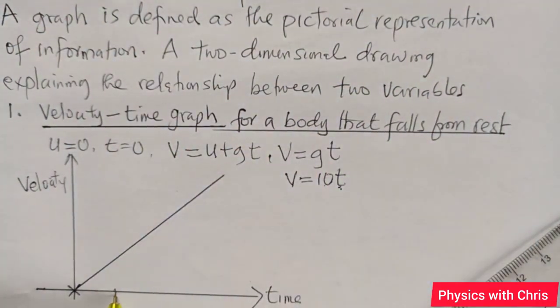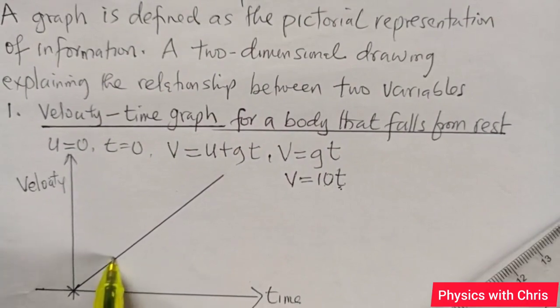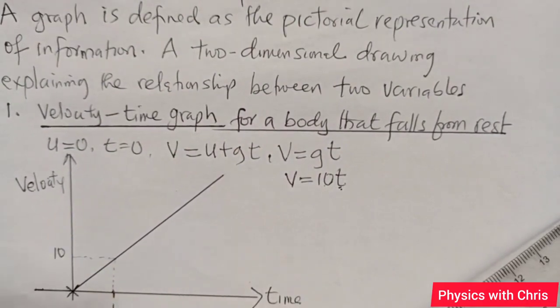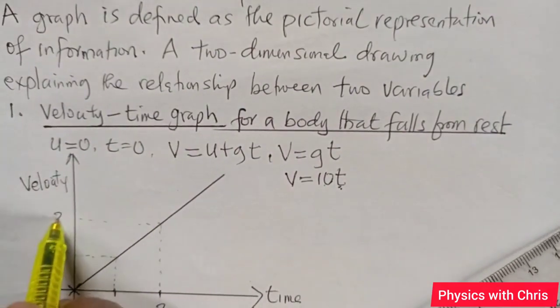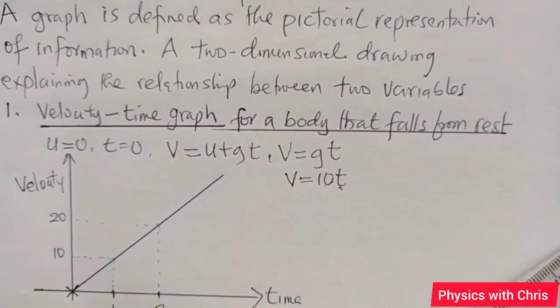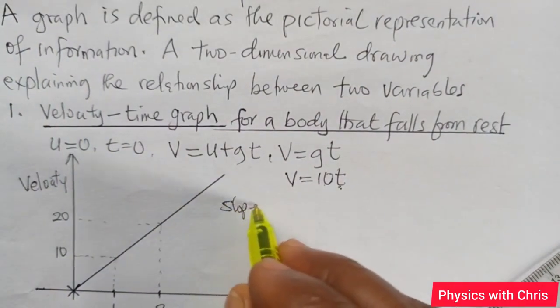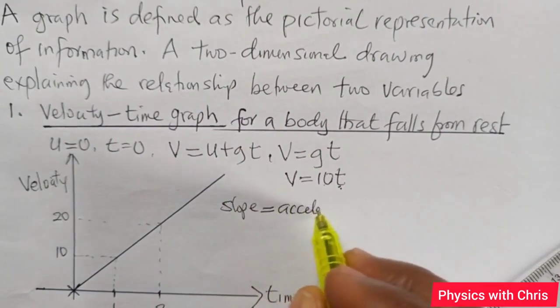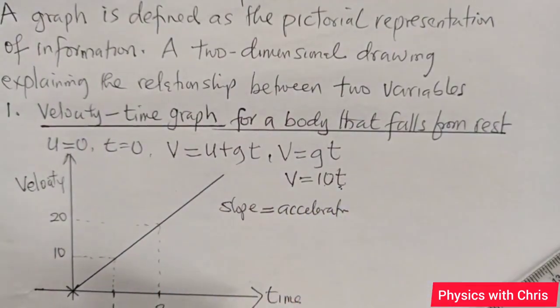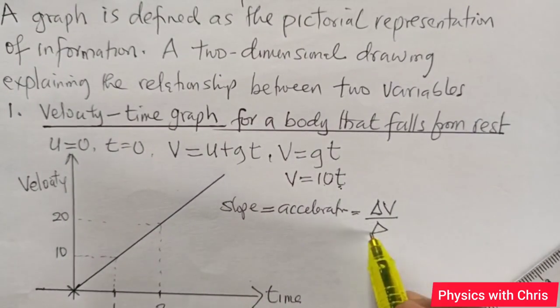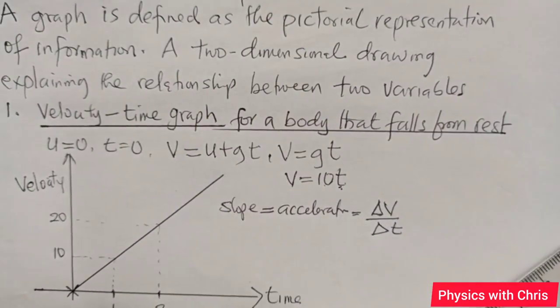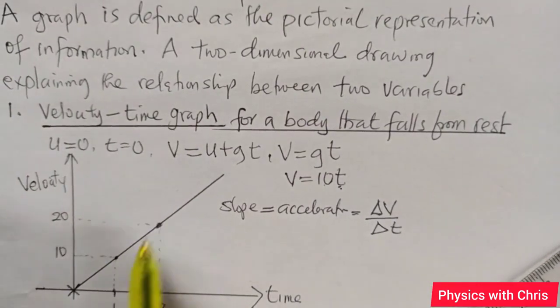Okay, so let's call this point 1 second, for instance. Take it up here. This will give us a velocity of 10 meters per second. So when the time is 2 seconds, it gives us a velocity of 20 meters per second, and so on and so forth. Again, the slope of this graph, slope represents acceleration. Of course, slope has been defined as a variation, change in the vertical parameter over change in the horizontal parameter. So our slope is defined as change in the vertical parameter, which is velocity, over change in the horizontal parameter, which is time.